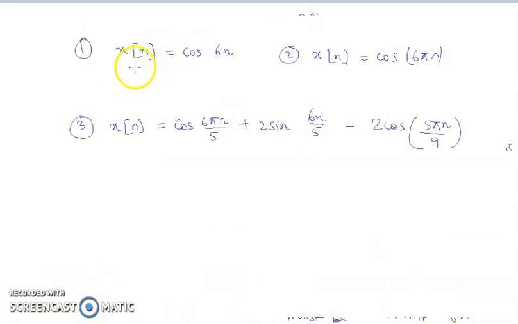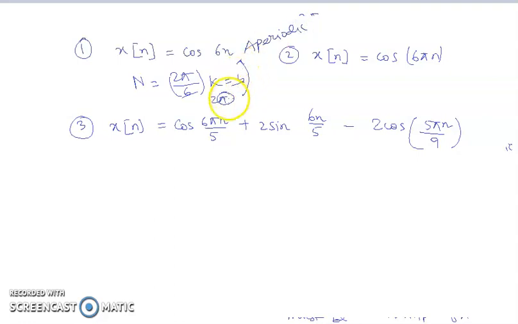So for this signal, if we find the time period capital N is equal to 2 pi by omega, it is 6 here, into k. So if we take the least value of k is equal to 6, then you can cancel out this 2, but we'll get N is equal to 2 pi. Since pi is there, it is not a periodic signal, aperiodic.